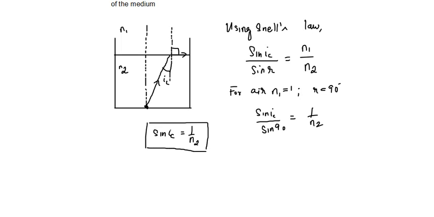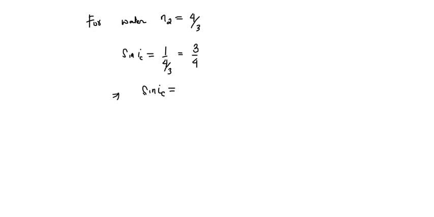Now for water, N2 is 4 by 3. So sine of IC will be how much? Let us find out. Sine IC is equal to 1 by N2, which is 3 by 4. So sine IC is equal to 3 by 4, and IC would be equal to sine inverse 3 by 4. Understand?